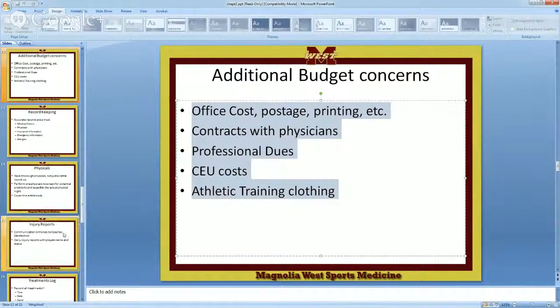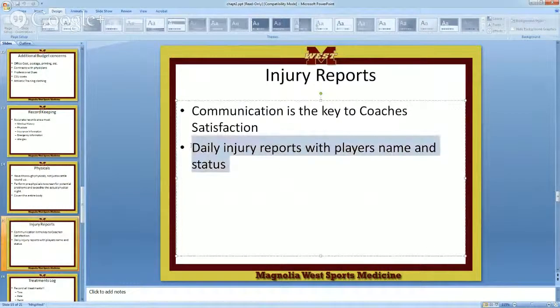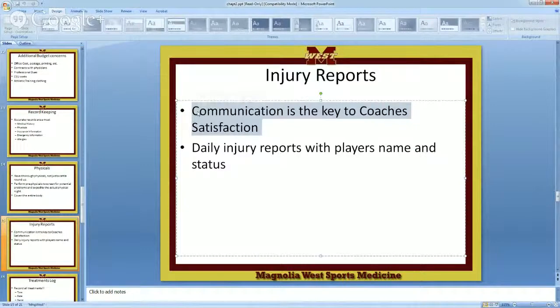15, injury reports. Okay. How often do you need to do those? And as it says there, we need to do those daily. And communication is a key to keep your coaches satisfactory, happy, and have satisfaction with your coaches. All right, let's go to 18.